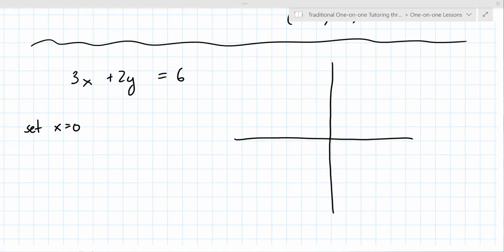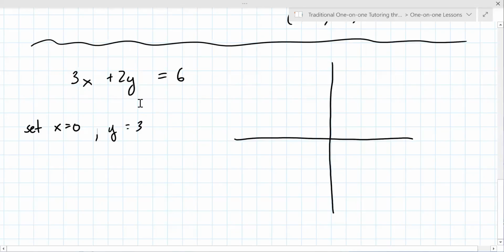So that's one of the limitations here. On my screen, I'm covering up 3x, and then you say, oh, well, that means y is 3 because 2y equals 6. Divide both sides by 2, y equals 3. Y equals 3. Okay.